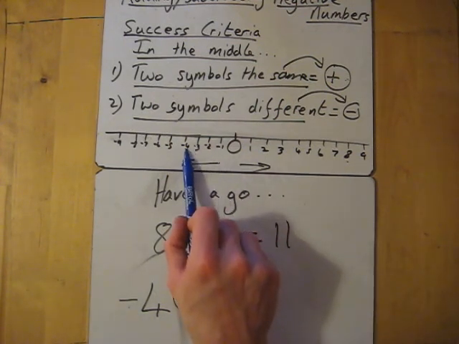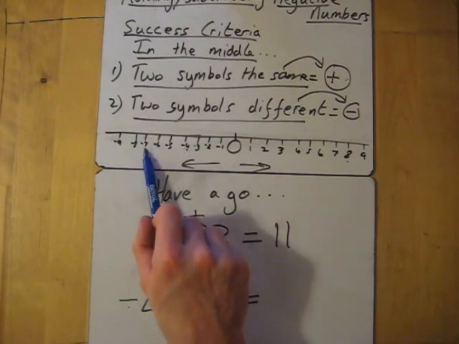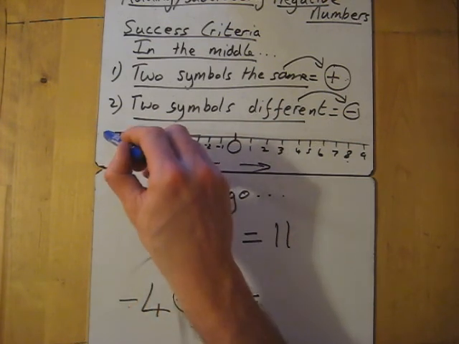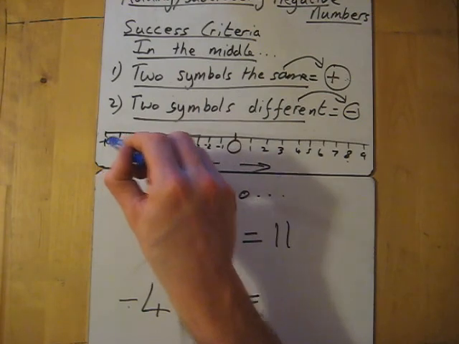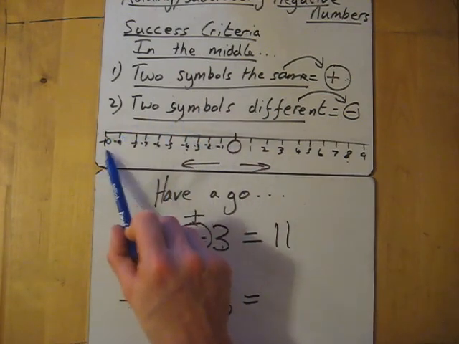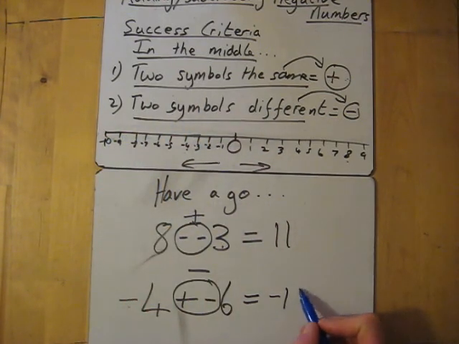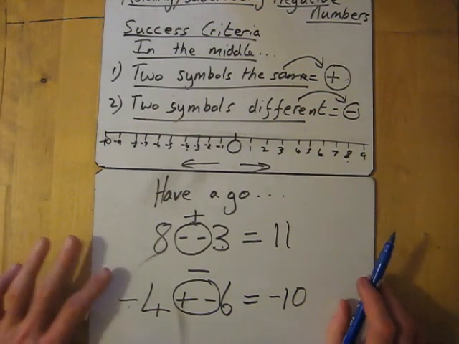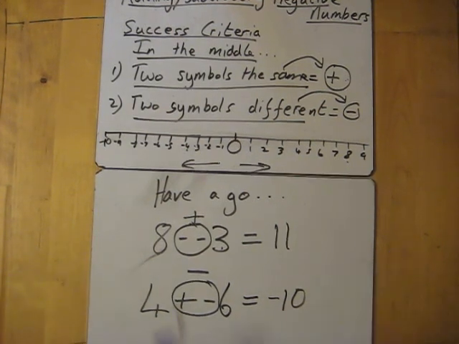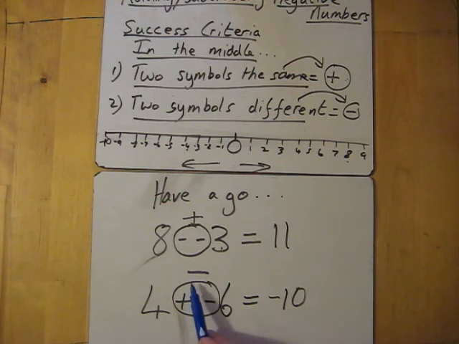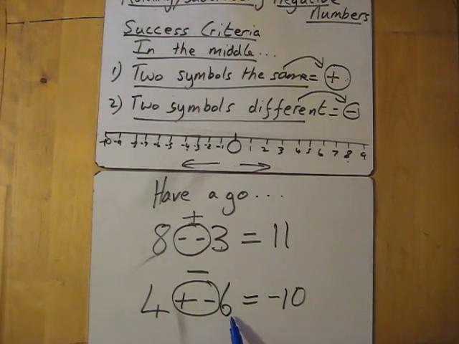So I'm at -4, take away 6: 1, 2, 3, 4, 5, and obviously if it was 6 it would be there. So its answer is actually -10. The answer to the other one, if it had been 4 take away 6, would have been -2. So those are the two different answers.